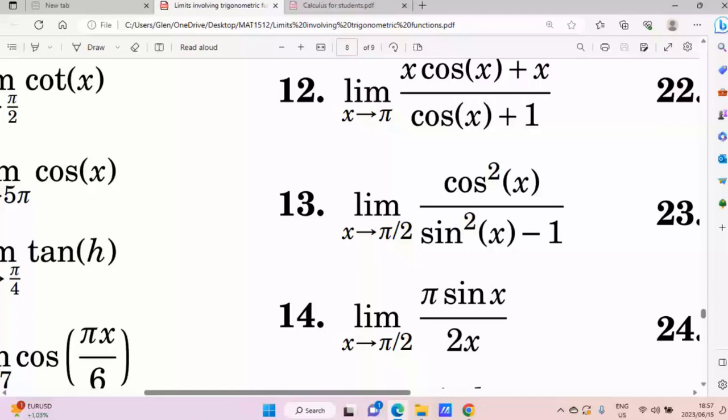How did you get the +1? Sir, I told you, I substituted cos squared x in place of sin squared x minus 1.